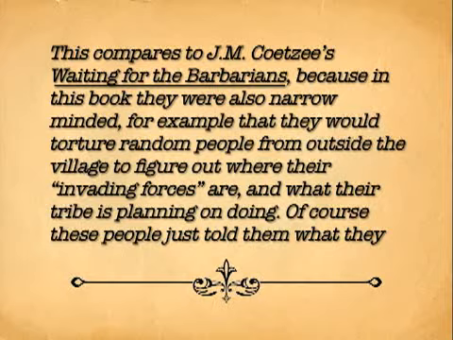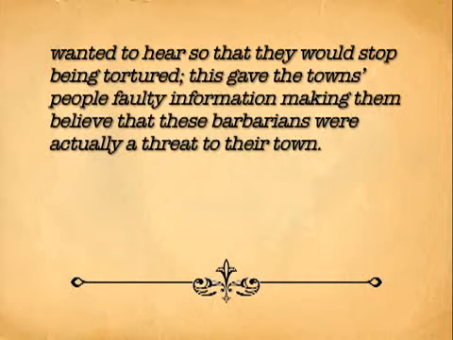This compares to J.M. Coetzee's Waiting for the Barbarians, because in this book, they were also narrow-minded. For example, that they would torture random people from outside the village to figure out where their invading forces are and what their tribe is planning on doing. Of course, these people just told them what they wanted to hear so that they would stop being tortured. This gave the townspeople faulty information, making them believe that these barbarians were actually a threat to their town.